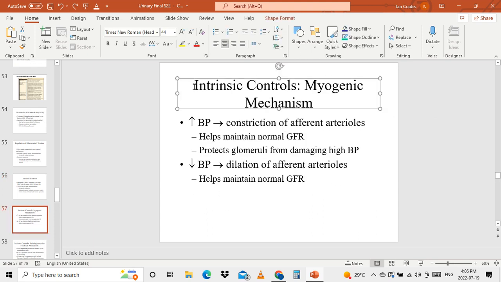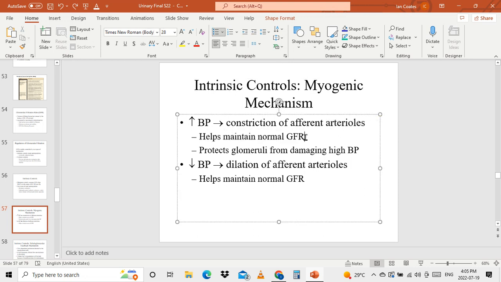Intrinsic controls: we've got something called the myogenic mechanism. With an increase in BP, there is constriction of the afferent arteriole. That should make sense. It helps maintain normal filtration rate and protects the glomerulus from damaging high blood pressure. Lowering the BP causes dilation of the afferent arteriole, which helps maintain it. So there is movement on this.